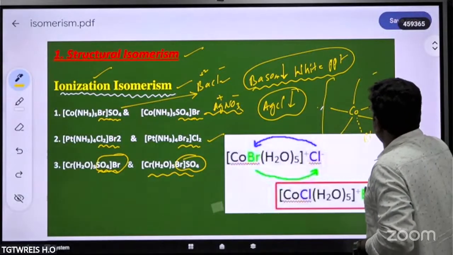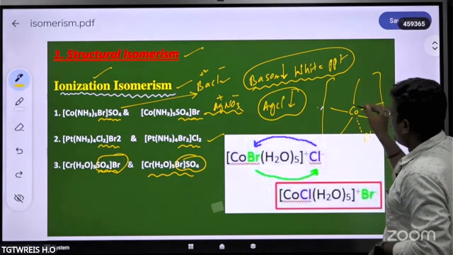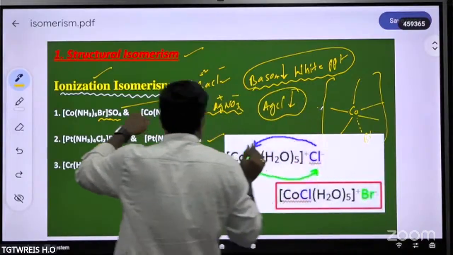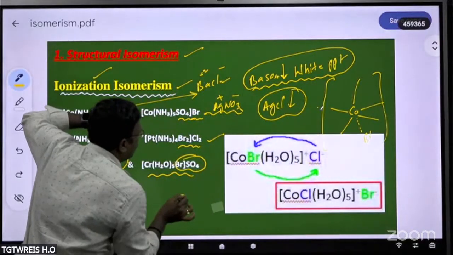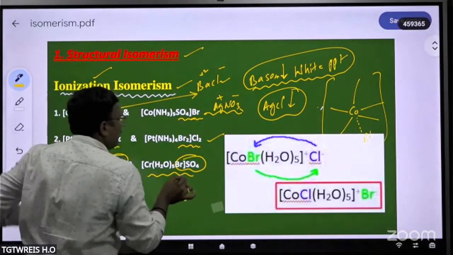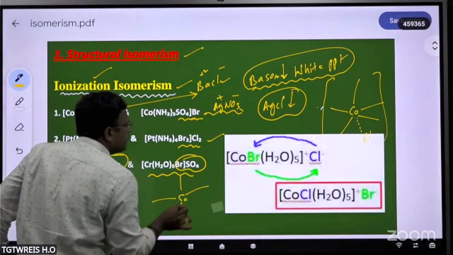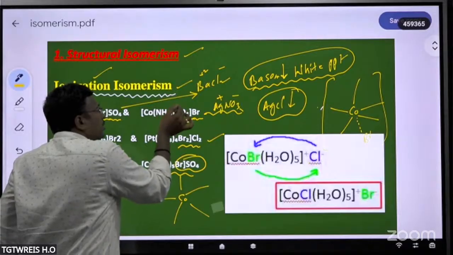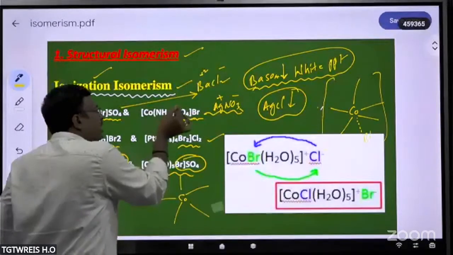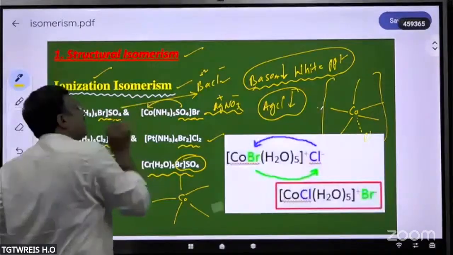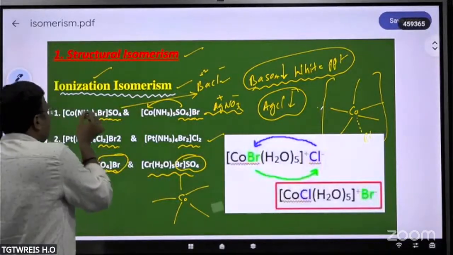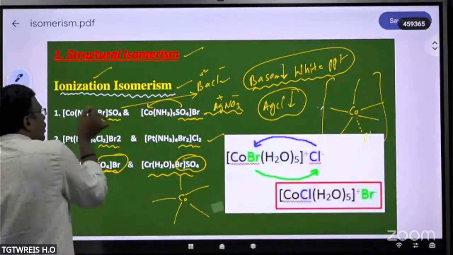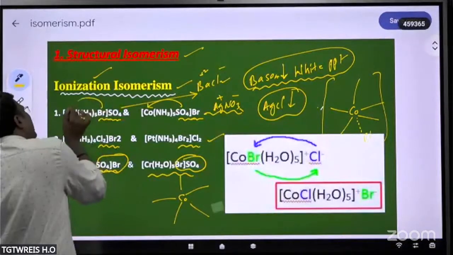In this compound, all of these are ammonia, so you will write down this formula. Cobalt is there. How many ammonias are there? 5 ammonias. But in this coordination compound, the central metal ion is coordinated with sulfur here. In this compound, the cobalt metal is coordinated with the bromine.